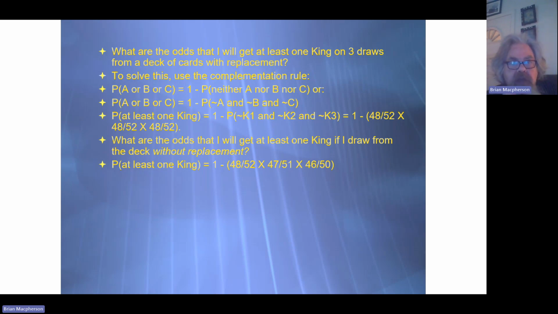It's 1 minus the chance of getting no kings on the first draw, which is 48 out of 52. If there's no replacement, then there's one less king in the deck and one less card in the deck. So the chances the second time of getting no kings are 47 over 51, right? And the third time, there's one less non-king still and one less card. So now it's going to be 46 over 50. So the probability of getting at least one king will be 1 minus 48 out of 52 times 47 out of 51 times 46 out of 50. All right. So again, we're using the complementation rule.